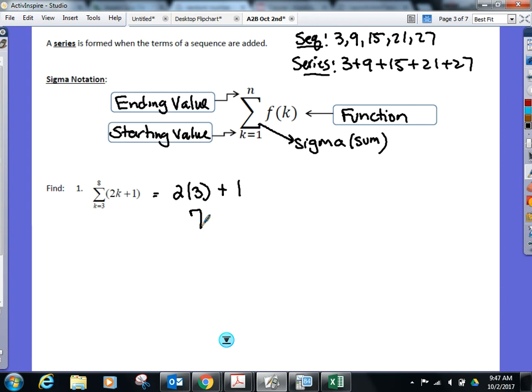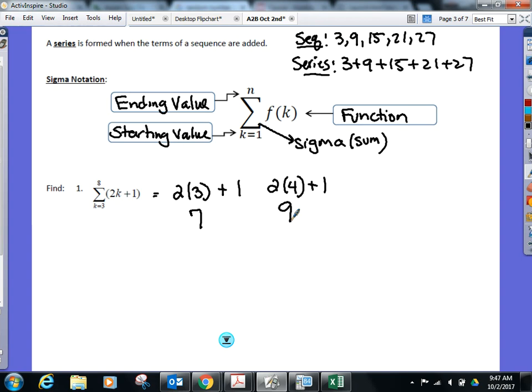You just figured out the first term in your sequence. How do I get the next term? Well, you just plugged in 3. Now I'm going to plug in 4. I'm going to plug in all numbers from 3 to my ending value, which in this case is 8. So I just plugged in 3. Now let's plug in 4. 2 times 4 plus 1. The next term in my sequence is 9. We just plugged in 3. We just plugged in 4. What are we going to plug in next?